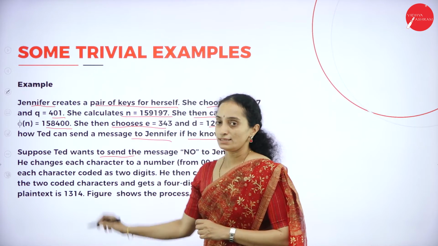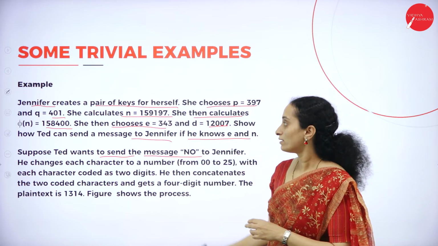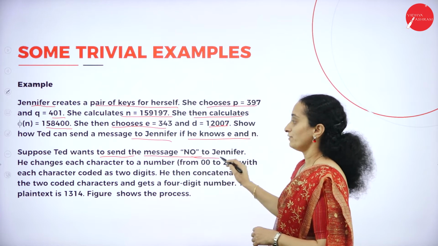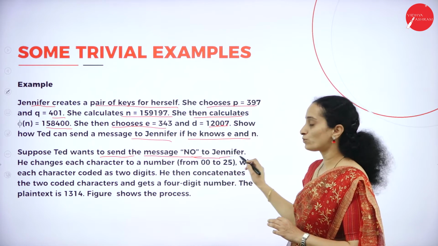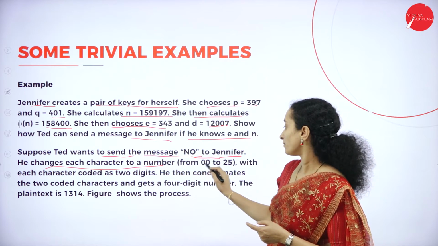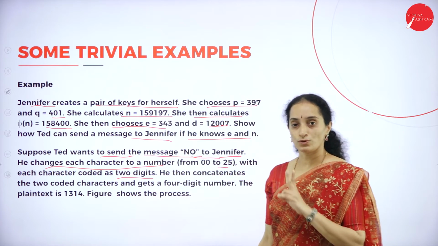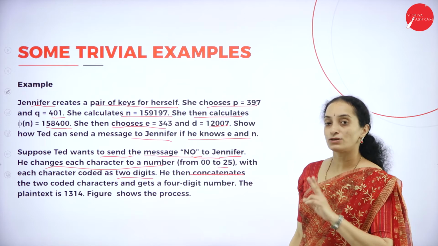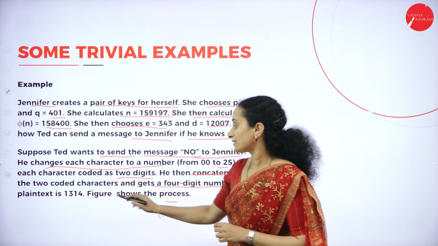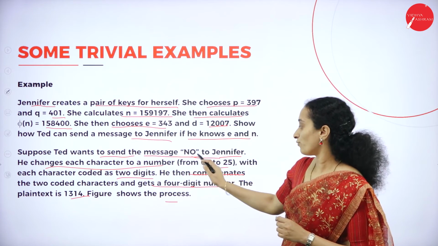Okay, the solution is, suppose Ted is the sender and wants to send the message "no". Now, Jennifer is the receiver and Ted is the sender. If Ted wants to send the message "no" to Jennifer, what will he do? He changes each character to a number from 00 to 25, with each character coded as 2 digits. He then concatenates the 2 coded characters and gets a 4-digit number. The plain text is 1314.